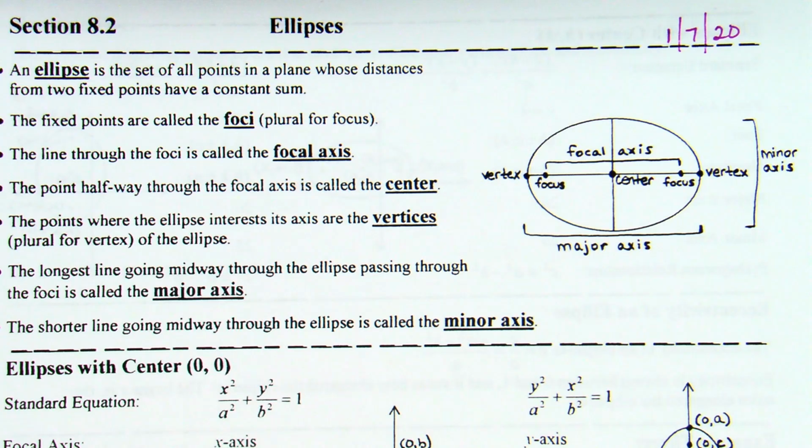Okay, ellipses. So, I showed you the picture. I already talked about ellipses are these oval shapes. A little bit of definition vocabulary here. Really a lot of definition vocabulary here.